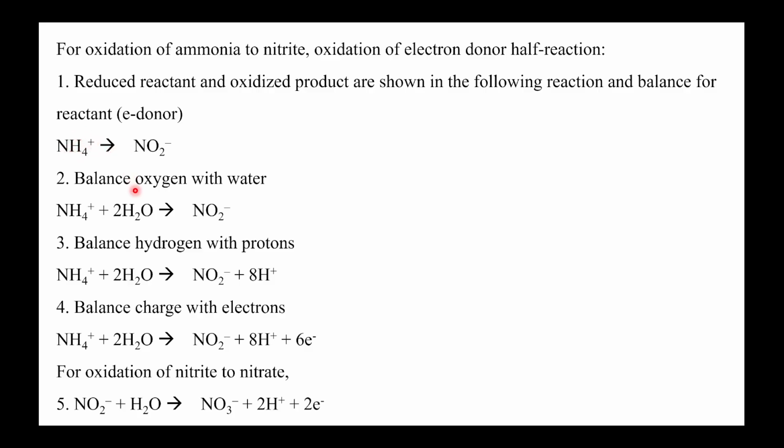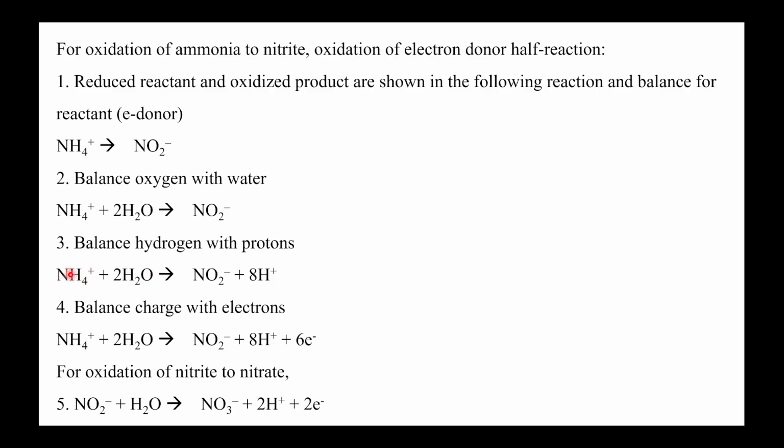First we'll balance the oxygen. One water molecule has one oxygen, so we'll add 2 water molecules. So on the right hand side and left hand side we have 2 oxygens. Now we'll balance the hydrogen. We have 4 hydrogen from NH4, and now 2 water molecules will give 4 more hydrogen, so total 8 hydrogens. So we'll add 8 protons on the right hand side to balance the 8 hydrogens on the left hand side. Now we'll finally balance the charge.